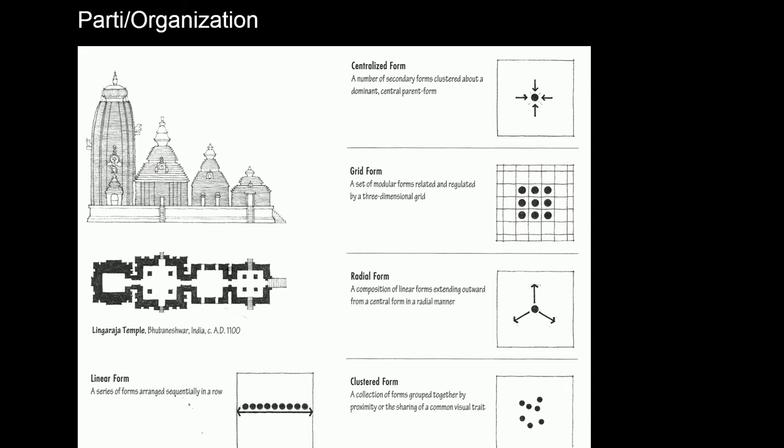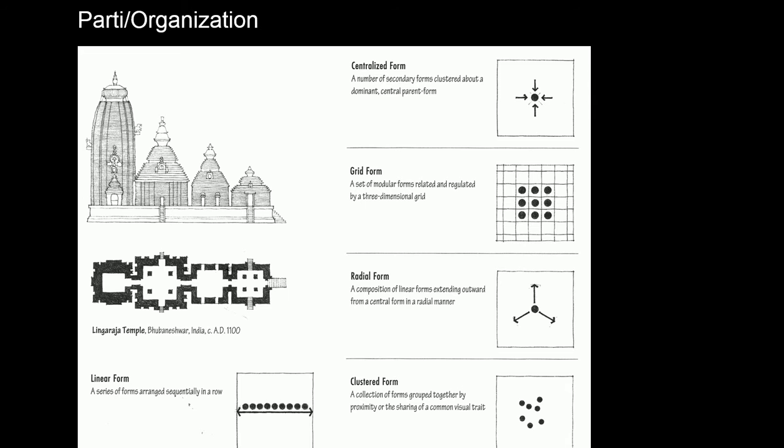All right, so now let's go a little further into depth into this idea of parti, or organization. An organizational method. This comes out of Francis D.K. Ching's book Form, Space, and Order, right? Can be considered to fit into a few different categories: centralized forms, grid forms, radial forms, linear forms, and clustered forms. I can expand upon those as we go further through the semester, but those things tend to be the organizing principle.